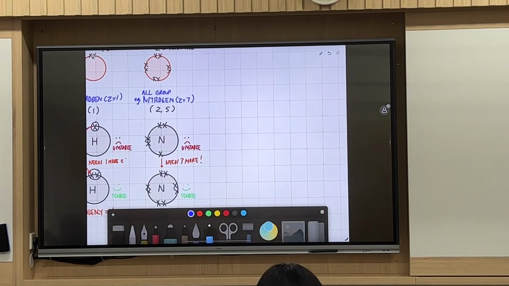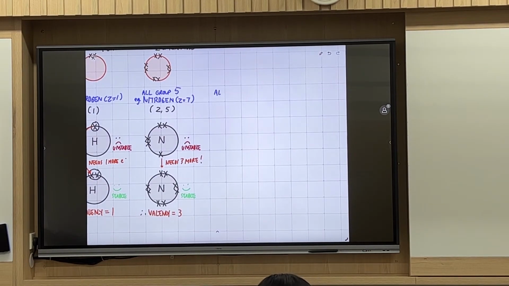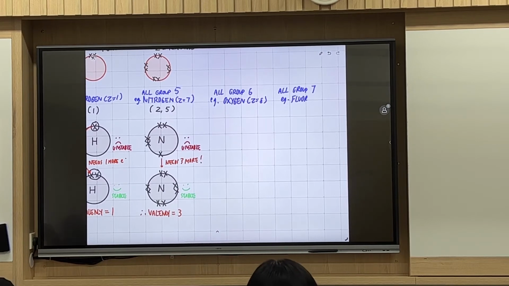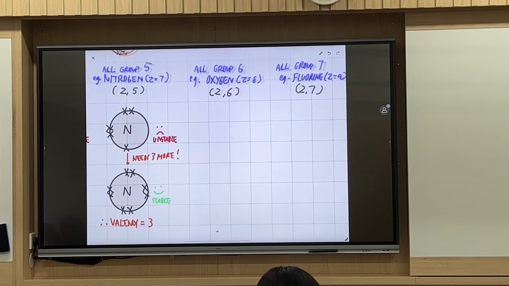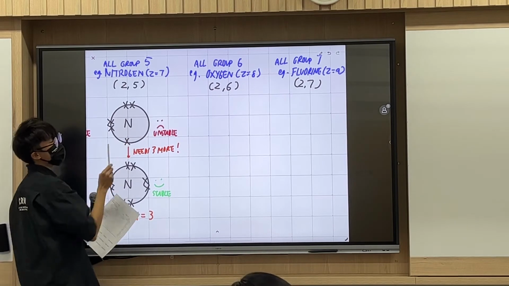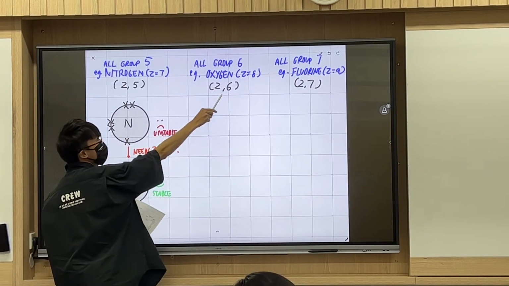What about group 6? How many electrons? 2. Yes. What about group 7? Just 1. You can put down some examples though. For group 5 we have nitrogen, for group 6 we have oxygen, for group 7 we have fluorine. Fluorine has atomic number 9, which means the electron arrangements of these atoms are respectively 2, 5, 2, 6, and 2, 7. You can see how far 6 and 7 are from 8. That's simple math: 6 is 2 from 8.